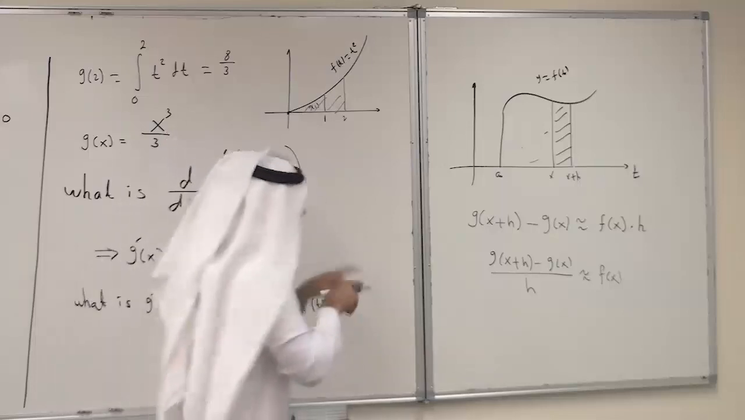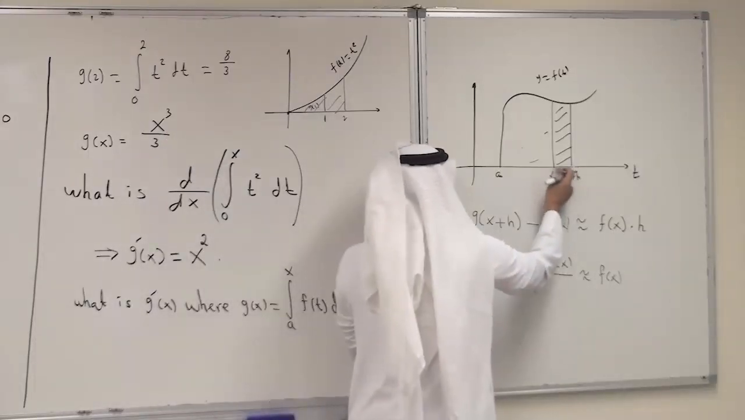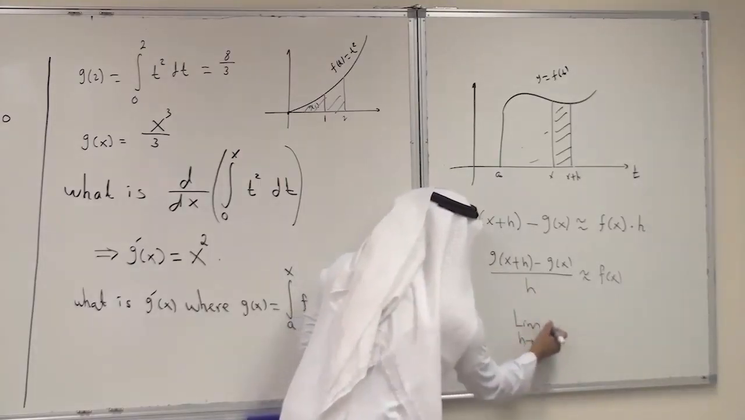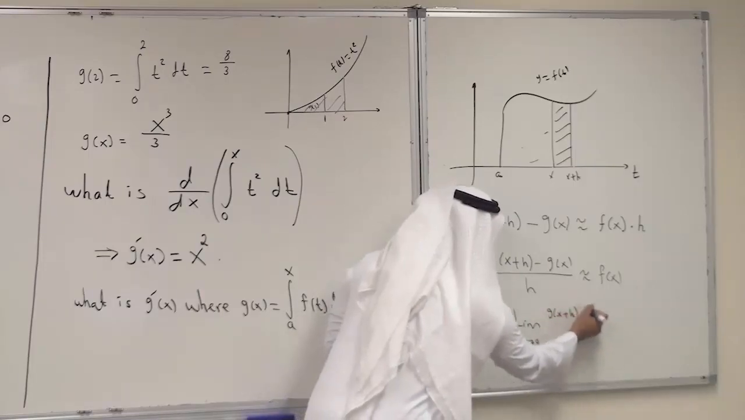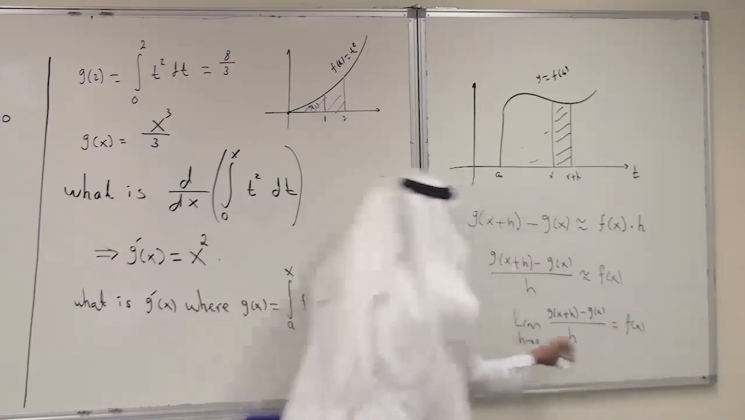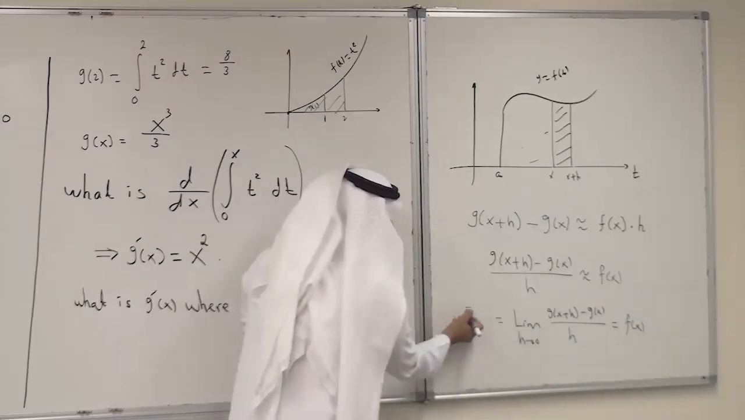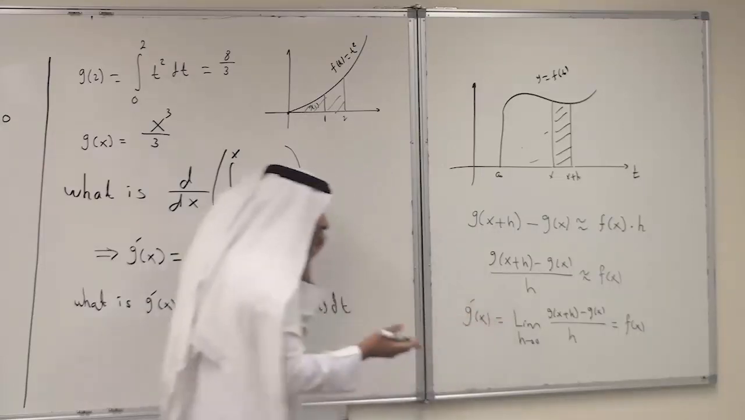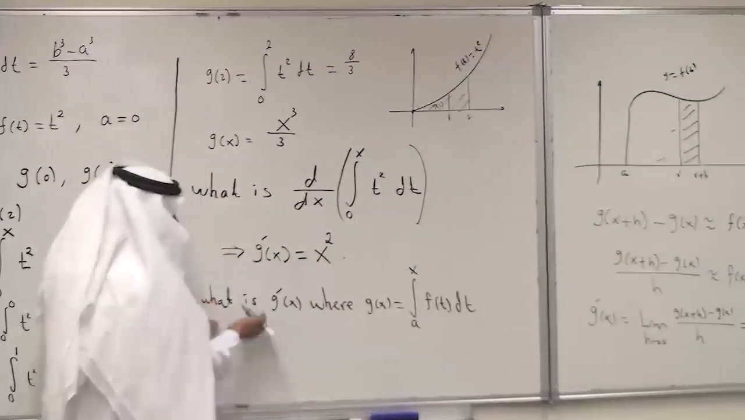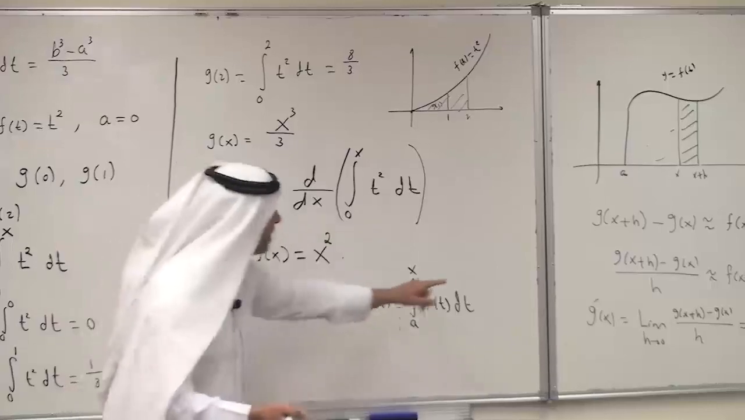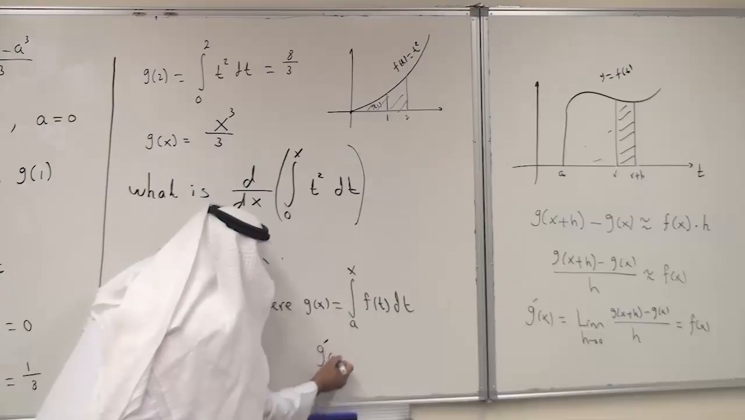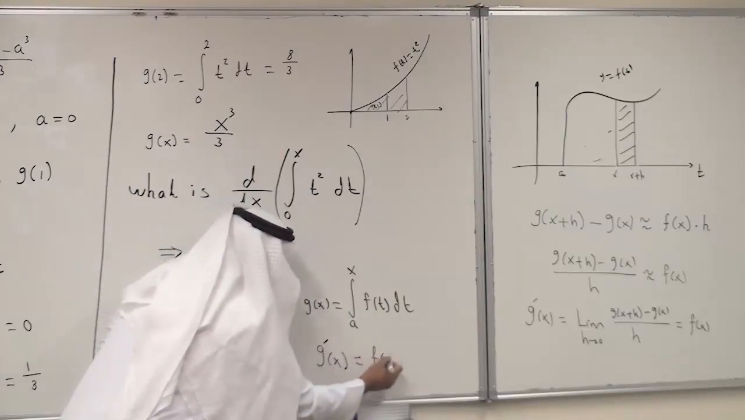But if I let h go to 0, these two points will be close to each other, and what will happen? I will have the limit as h goes to 0 of g of x plus h minus g of x divided by h is equal to f of x. But this is exactly the definition of the derivative. As I said, this is not a proof, but just an idea about the conclusion. According to what we have done, the derivative g prime of x will be nothing but f of x.